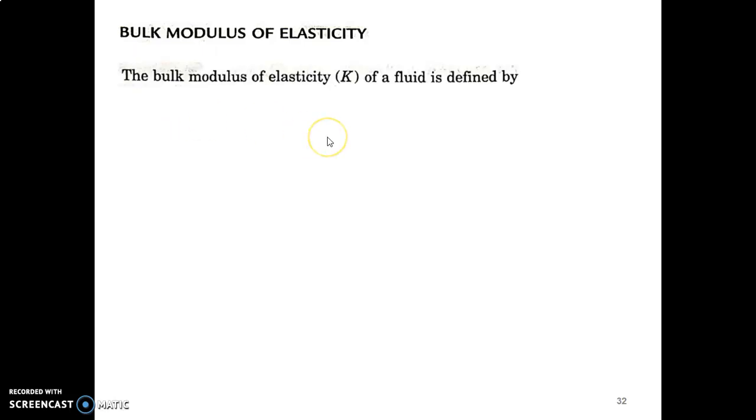What is bulk modulus of elasticity? We are all familiar with this term because we studied it way back in our third semester in the subject called mechanics of solids. The denotation is the same as before, capital K, and in the case of a fluid, an expression can be given for the bulk modulus of elasticity, which is equal to the increase in pressure divided by the relative change in volume.